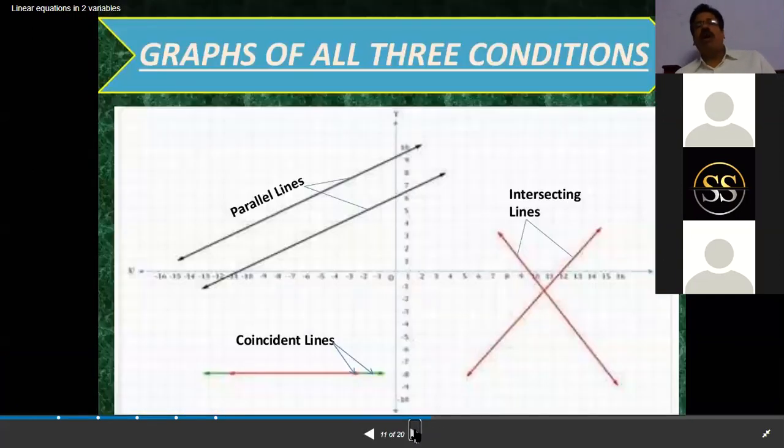Now the graphs of all three conditions: the first graph is of parallel lines, the second graph is intersecting lines, the third graph is coincident lines. If you draw them on the graph, you'll get parallel lines, intersecting lines, and coincident lines. Parallel lines mean no solution, inconsistent. Coincident means consistent but dependent. Only intersecting lines can be solved; they have unique solutions. Those equations are consistent.